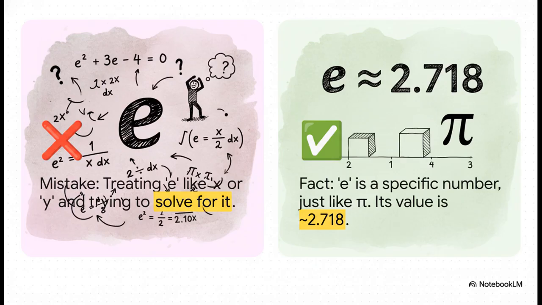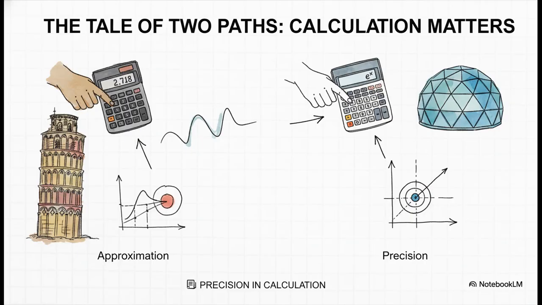e is not a variable. It's a constant. It's a specific number, just like pi. You'd never try to solve for pi, right? Same deal with e. It's always about 2.718, end of story. And here's a quick but super important pro tip. When you're doing calculations, always use the e to the x button on your calculator. I know it's tempting to just type in 2.718, but that little bit of rounding can actually cause some pretty big errors in your final answer, especially in longer problems. So do yourself a favor, use the button.